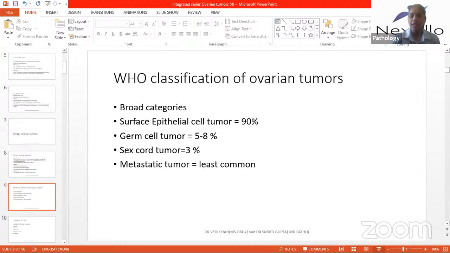Again, a picture which is telling us from where which kind of tumor arises. The first are the epithelial cells, which arise from the epithelium of the ovary. Then there are the germ cell tumors, which arise from the lining of these germ cell follicles. Then there can be the sex cord stromal tumors, which arise from the sex cord cells.